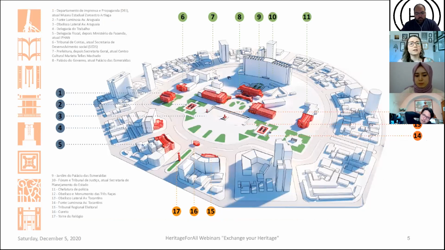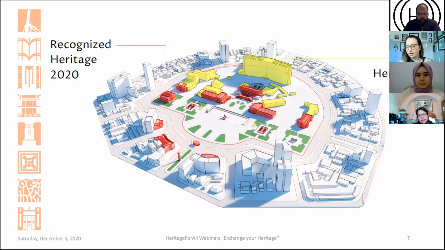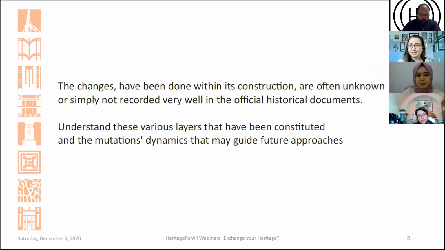Here we have a 3D model that I made for my research, and we have 17 monuments or buildings that are preserved, that are recognized heritage, and we have a lot of others that are not, but they all are in the same place. And I'm studying the changes that have been done, we think in construction, and most of them are not known or just not recorded in official historic documents. So if you see the history of the square, you're not seeing all of it. You're not seeing the buildings that were destroyed or modified. So I think it's important to understand these various layers that constructed the square that we have today.